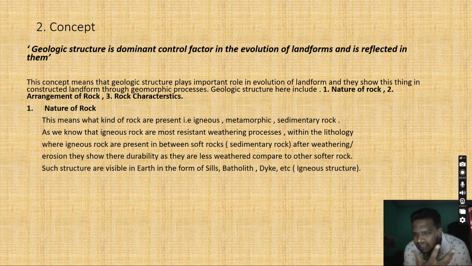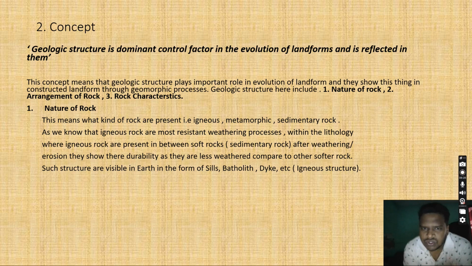If we observe some landform, whatever the landform, for example a fault, we can say that this geological structure has a crucial role in the evolution of this landform. We can understand this by some examples. The geological structure has a control factor in the evolution of landform, and that is reflected in them.